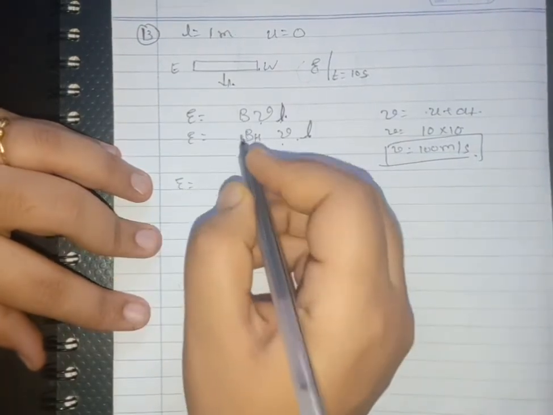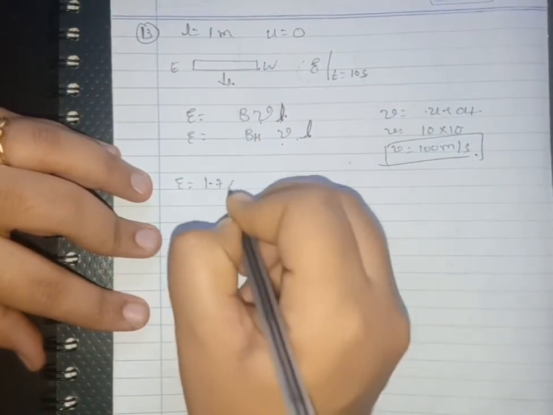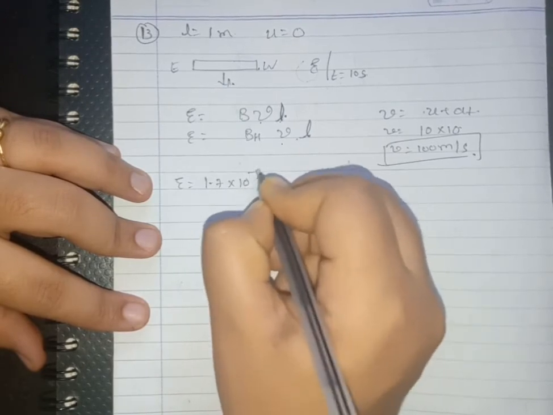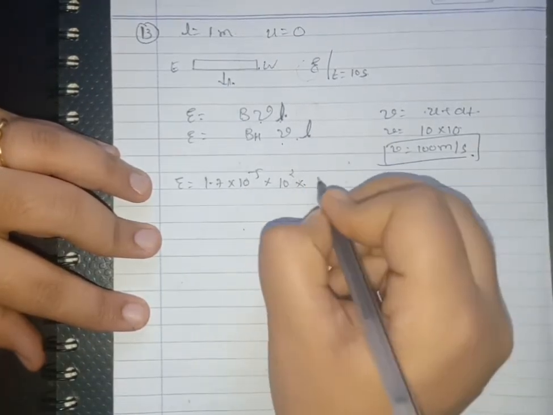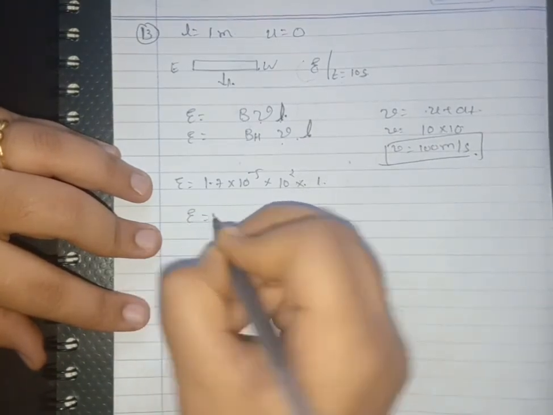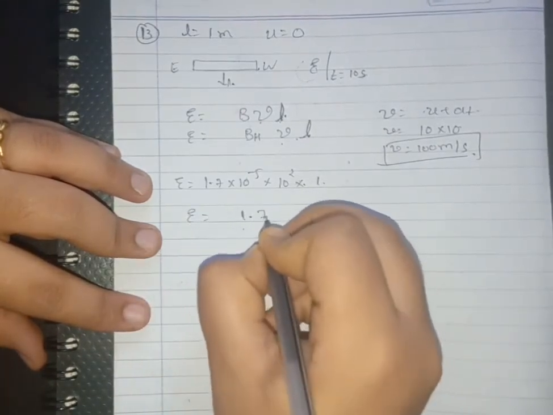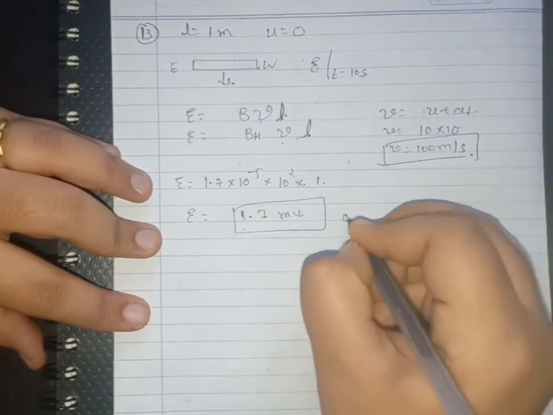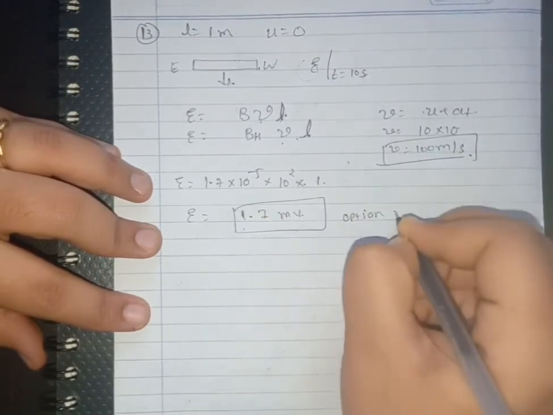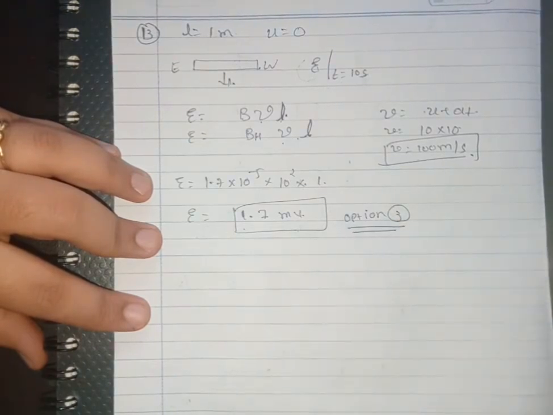Given BH is equal to 1.7 into 10 power minus 5 Tesla. V is equal to 10 power 2 and length is 1 meter. So EMF will be 1.7 millivolt. So option 3 is correct option.